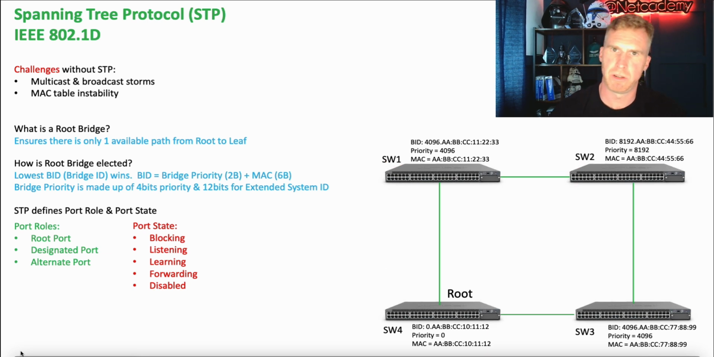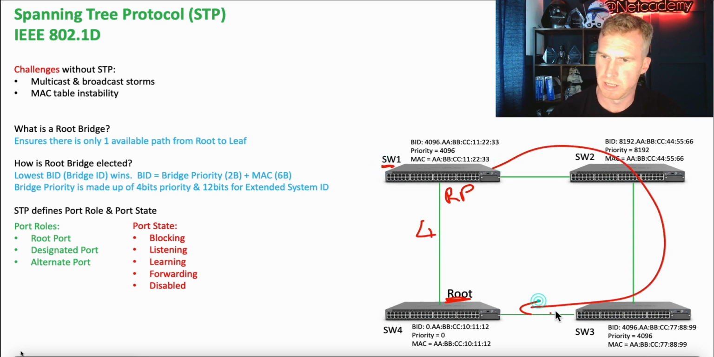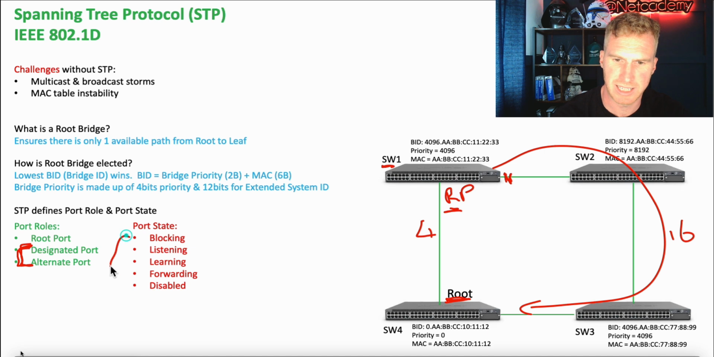But coming back to the root port, it is basically the lowest cost to get to that root bridge. So again, if this was a cost of 4, and from SW1's perspective to get around this way is a cost of 16, it's going to have this as a root port, and then it's going to put that interface in one of these 2 roles and one of these states here.